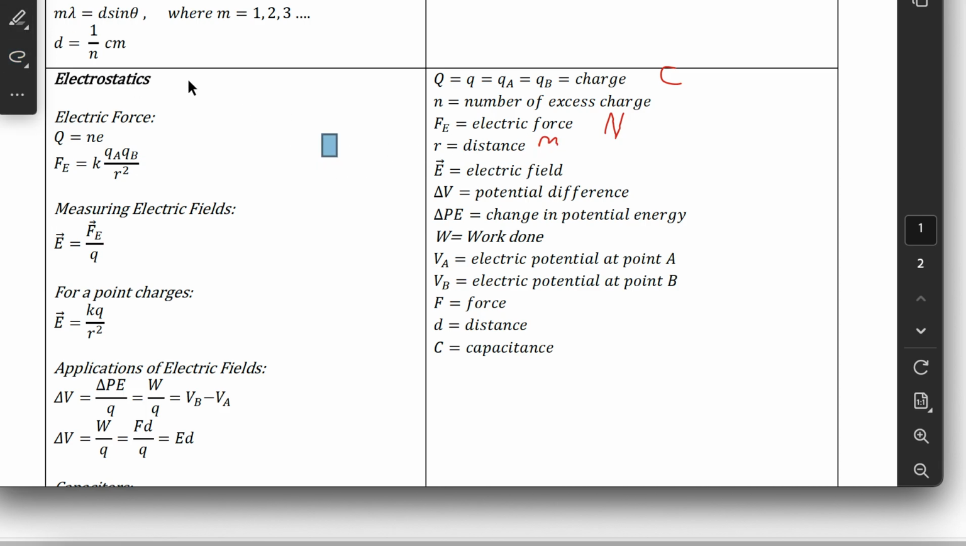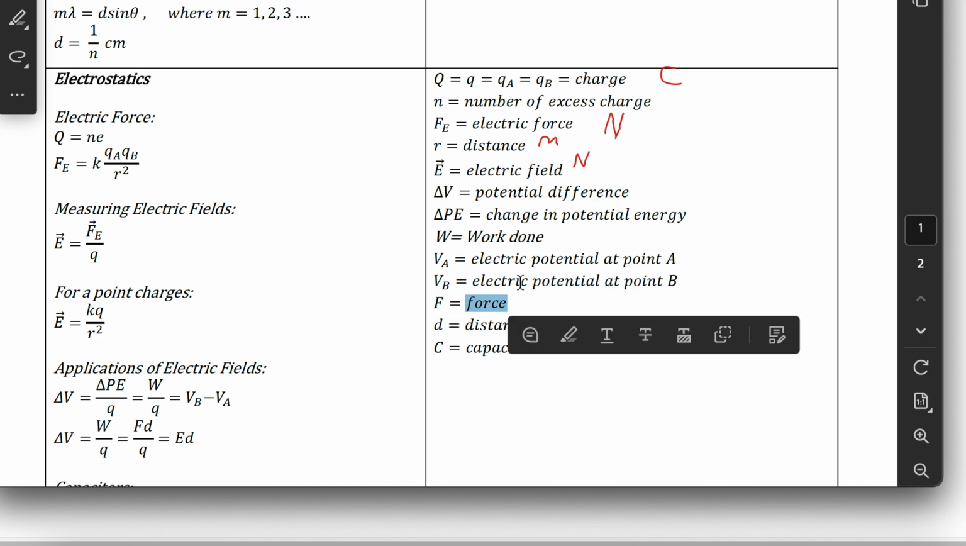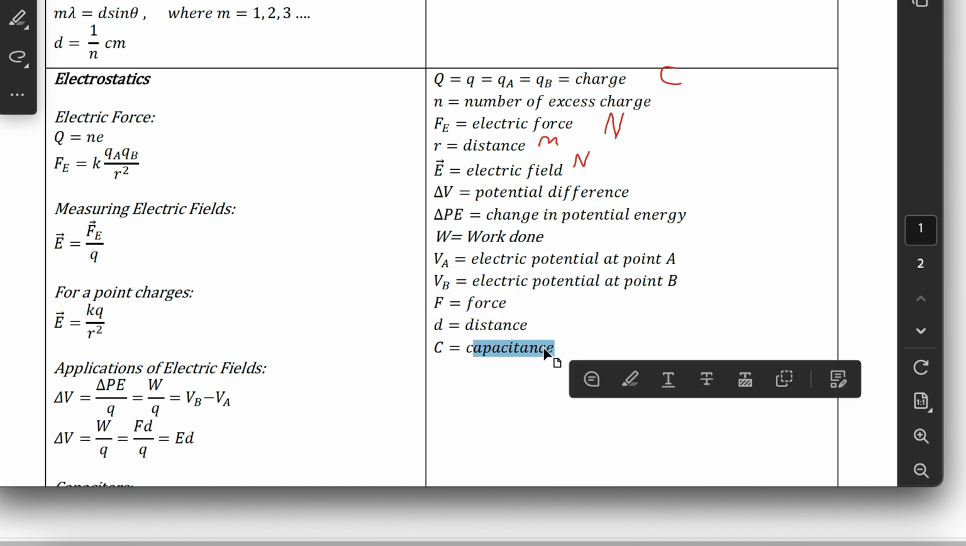Electric field is, well, if you forget the electric field, look, F over Q, so it's going to be newtons per coulomb. Potential difference is V, potential energy and work, they are both going to be joules. This is V, this is V. This is force again, that's newtons. Right over here, force is force. Distance is meters. Capacitance is farads.